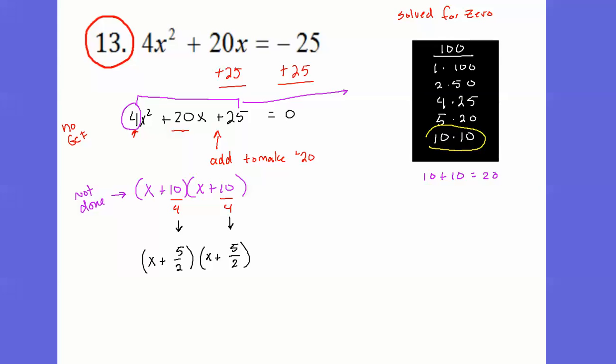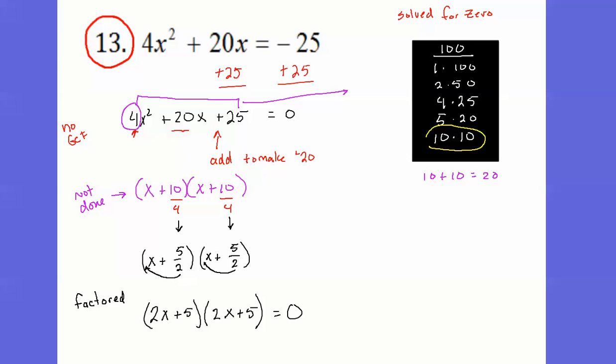Then we do not leave the denominators, because this is still not done. I will take my denominators and move them to the front in both cases. What I will be left with is 2x plus 5 and 2x plus 5. At this point we are factored, but we have to remember that we are solving now.